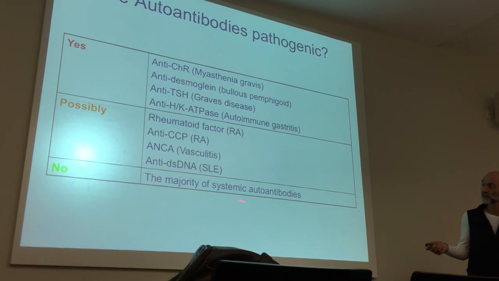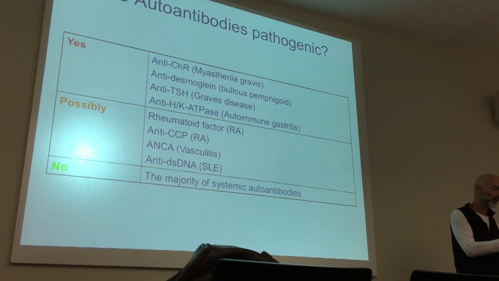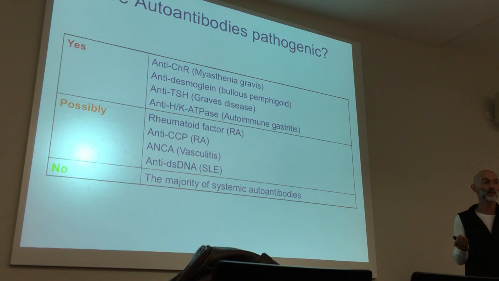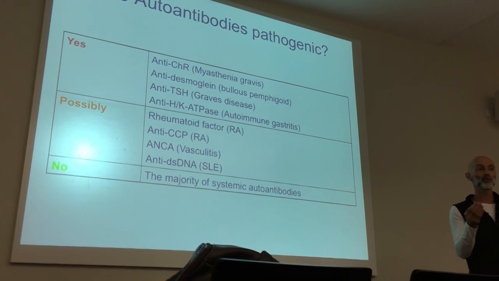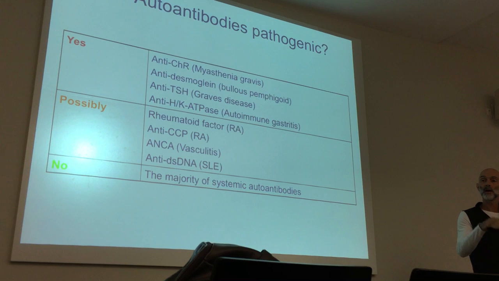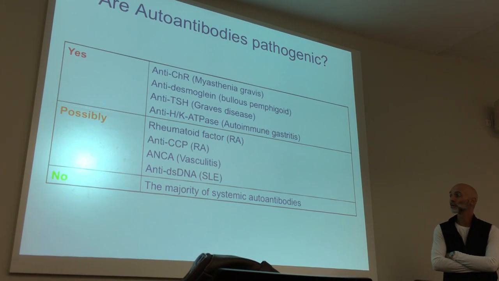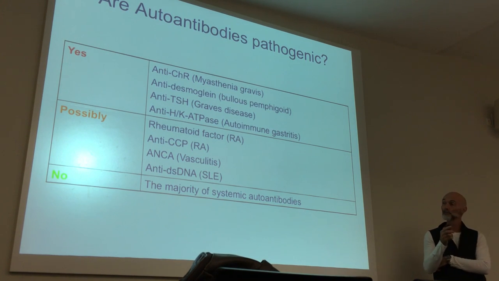And the majority of systemic autoantibodies that can be detected, if you test for a variety of them, probably don't play any pathogenic role, but are a kind of side effect of our immune system. If the whole immune system becomes activated, then you also detect a lot of autoantibodies that are not necessarily involved in the pathogenesis.